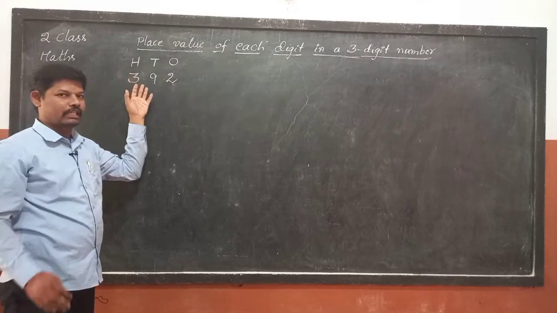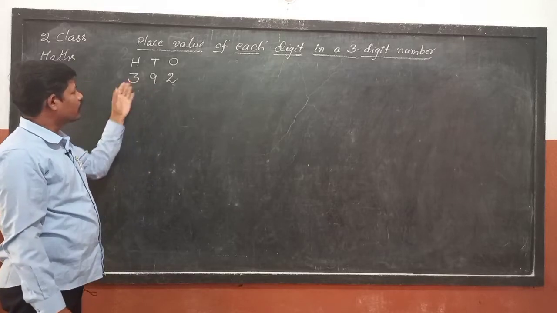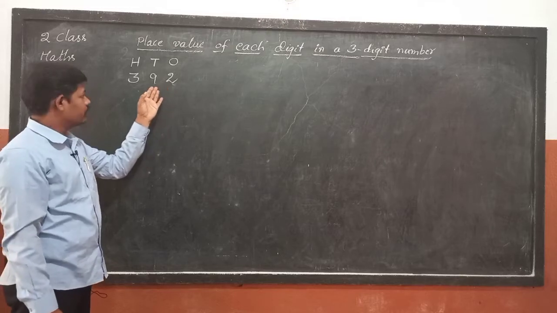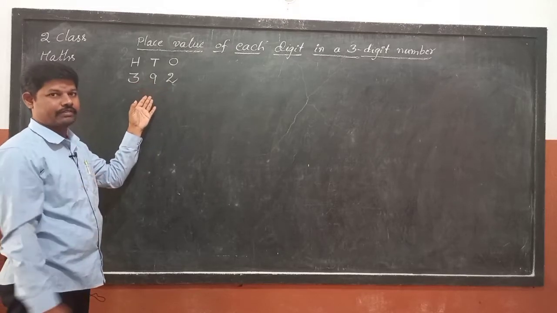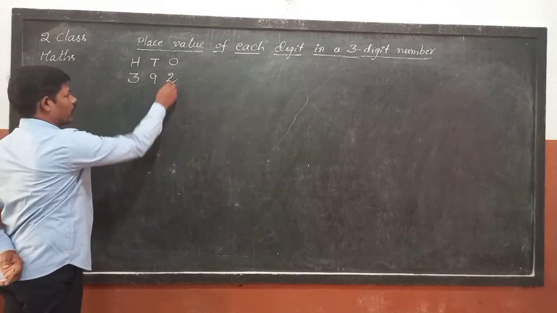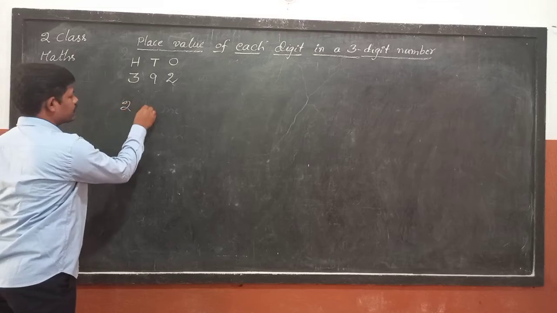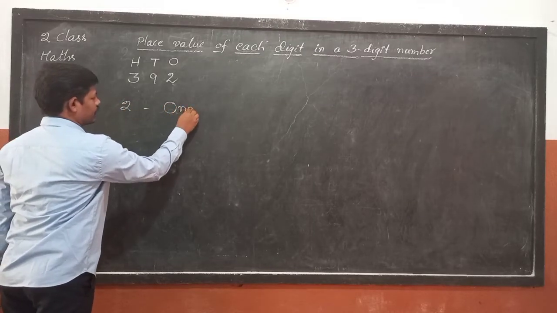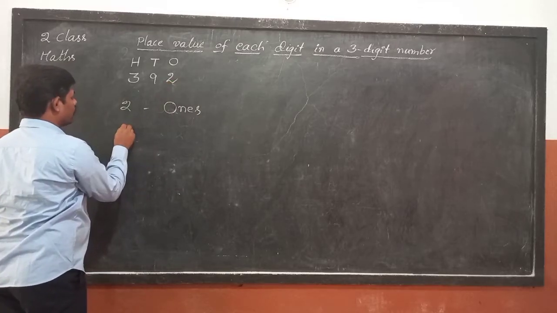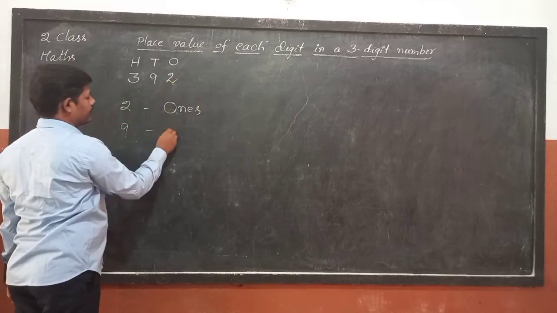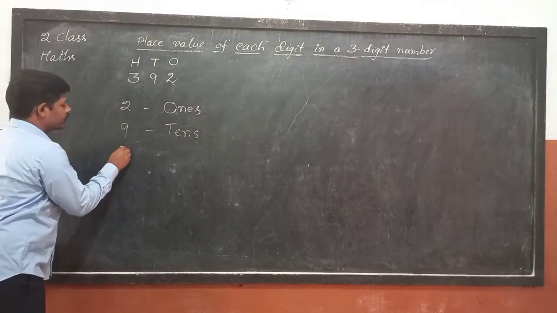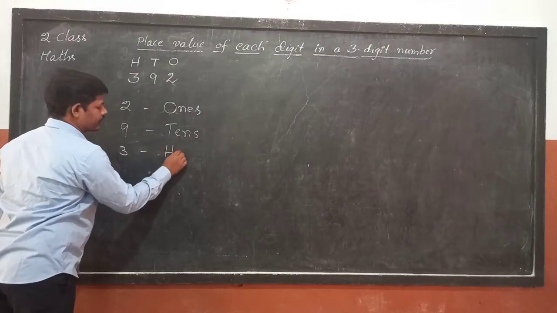This one you will learn next. So now you have to recognize the first digit is in which place, the second digit in which place. That means ones place, tens place or hundreds place. You can write 2 is in ones place, and 9 is tens place, and 3 is hundreds place.